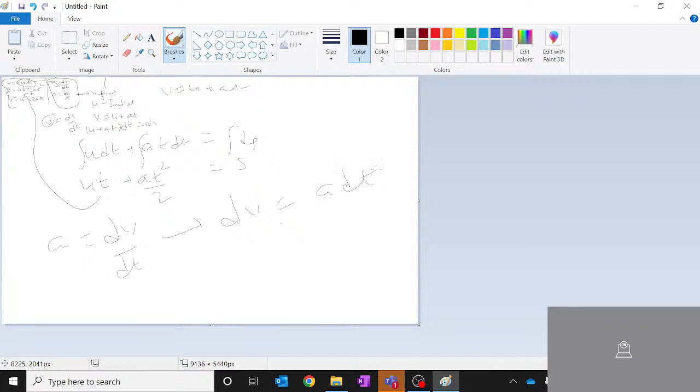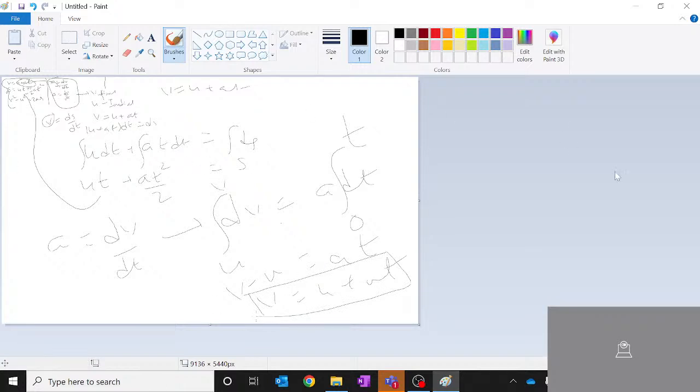Now if I am integrating, this starts from u and v, whereas this starts from 0 to t, because when t was 0, your initial velocity is u, when t is t, your final velocity is v. Now if I integrate this constant dv, all I have is v minus u is equal to at, therefore your v is equal to u plus at. This is how you derive it. Now from this you can find out the second equation.